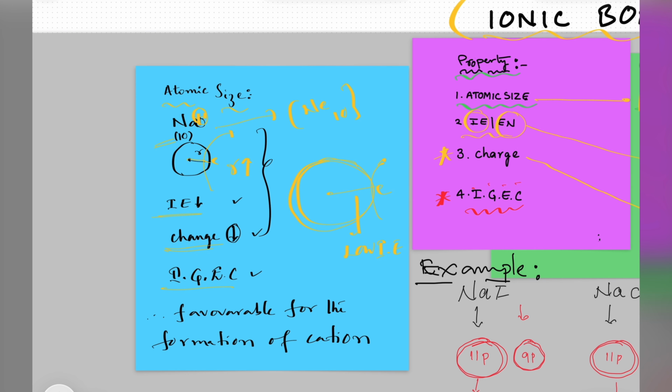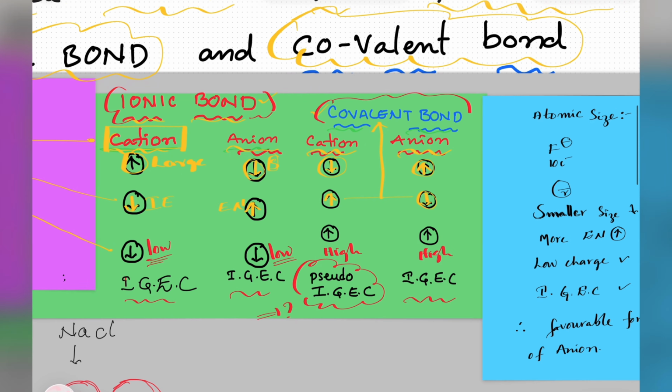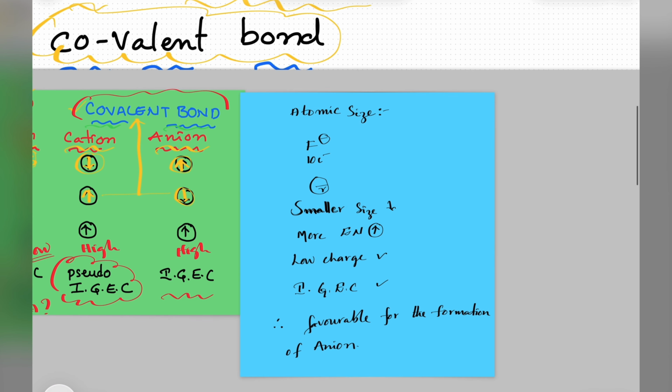Now this process passes to inert gas electronic configuration. Clear, students? So it is favorable for the formation of cation. That cation leads to form an ionic bond. What about anion, sir? Yes, anion also we will discuss.